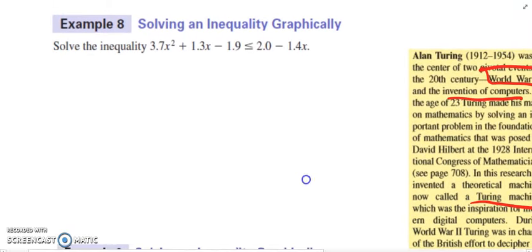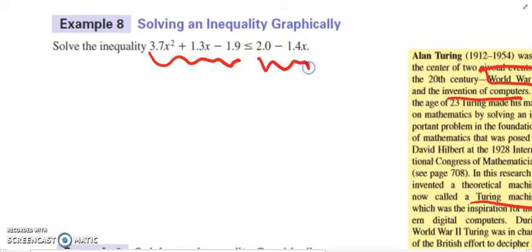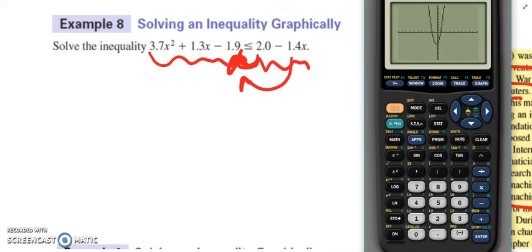Okay, let's look at these two inequalities. We have this inequality, and you can do the same thing we did earlier, where we graph this one and then graph this one separately. But honestly, it's probably easier just to move it all over to one side. I'm going to subtract my 2.0 over, and I'm going to subtract my negative 1.4x. And you can combine like terms. That's great to simplify it, but really it's kind of a waste of time. Since we're using the calculator, we can just type it all in. So I typed it all in, and I'm going to graph it.